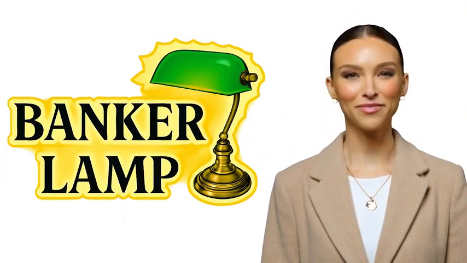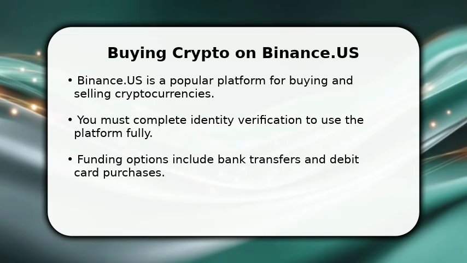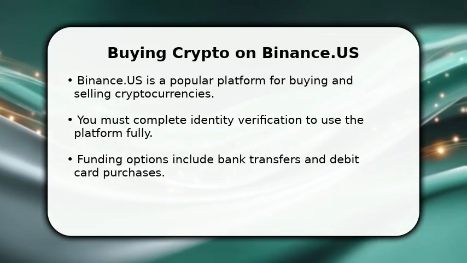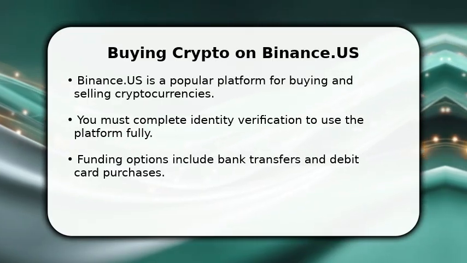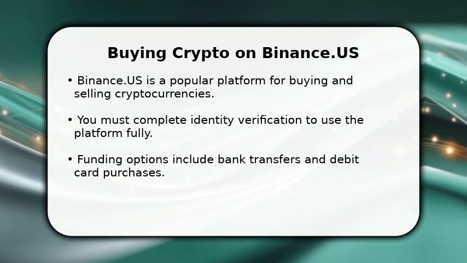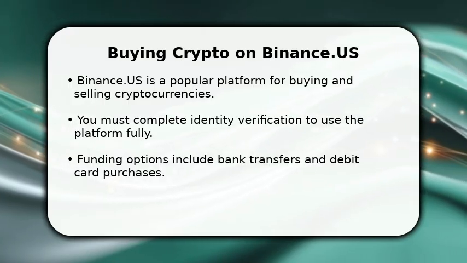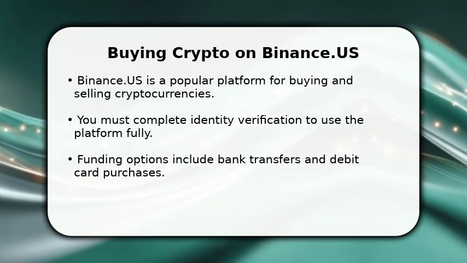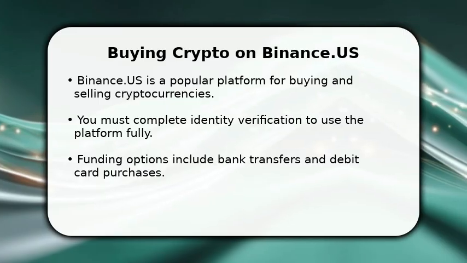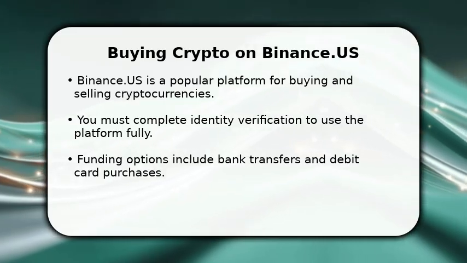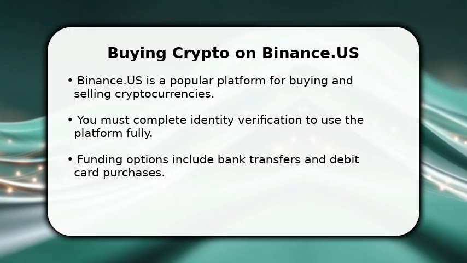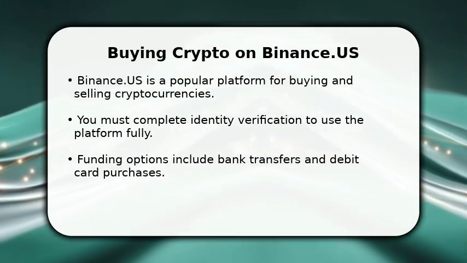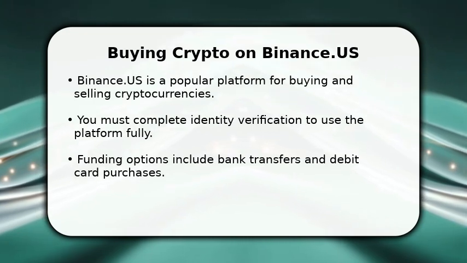Please enjoy the video. In this video, I will explain how to buy crypto on Binance US. First, understand that Binance US is a regulated platform specifically for users in the United States, offering a wide range of digital assets. To begin, you'll need to create an account and complete the necessary identity verification steps. This ensures a secure trading environment for everyone. Once verified, you can explore various funding methods to deposit money into your account and start your crypto journey.